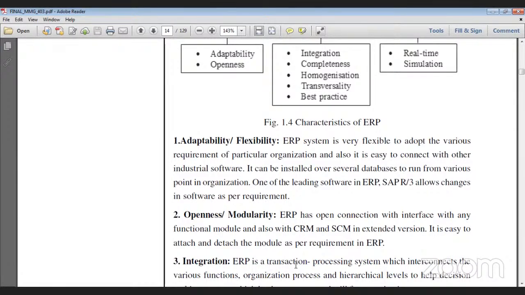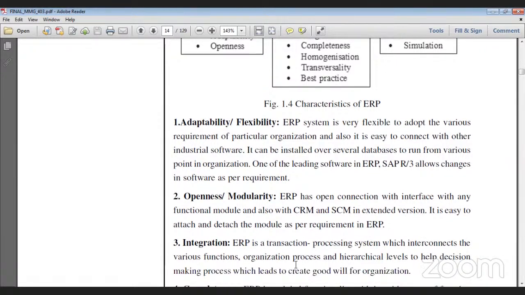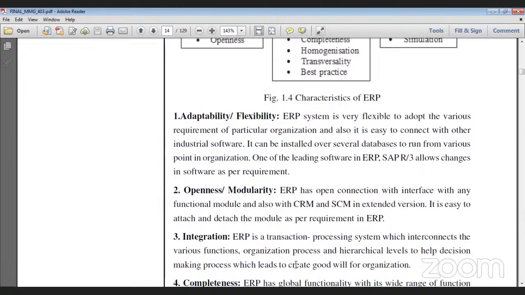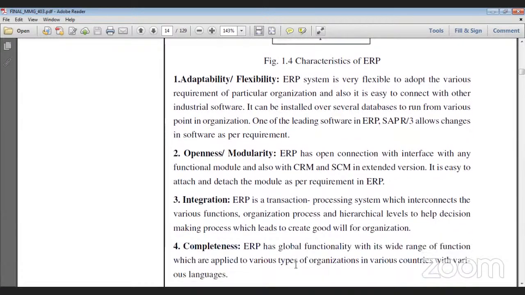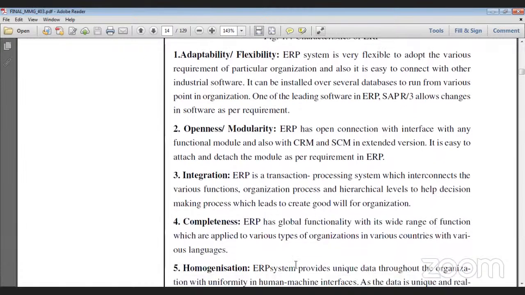The third point is integration. ERP is a transaction processing system which interconnects the various functions, organization processes, and hierarchical levels of decision making. Then the fourth point is completeness. ERP has global functionality with its wide range of functions which are applied to various types of organizations in various countries with various languages also.